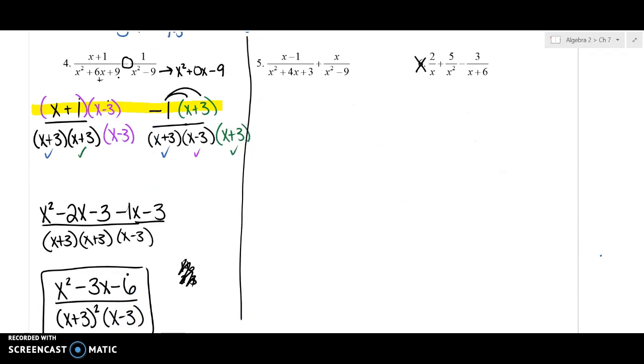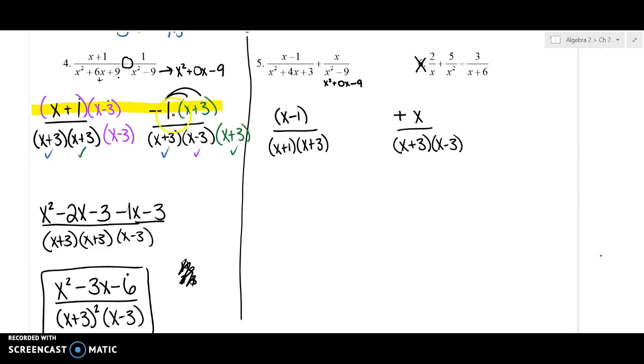Start number 5 on your own. Try to factor both denominators so that you can see what you have in both denominators. Okay, this is the factored form. The first denominator factors to x plus 1, x plus 3. The second denominator factors to x plus 3, x minus 3. A couple things I want you to notice. Notice that I put the x minus 1 from the first numerator in parentheses. It's just a good habit to get yourself into. I also attached the plus sign to the second denominator.